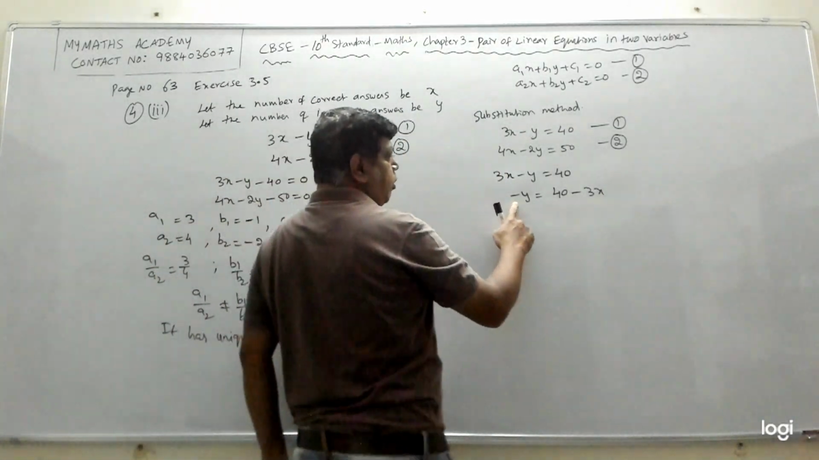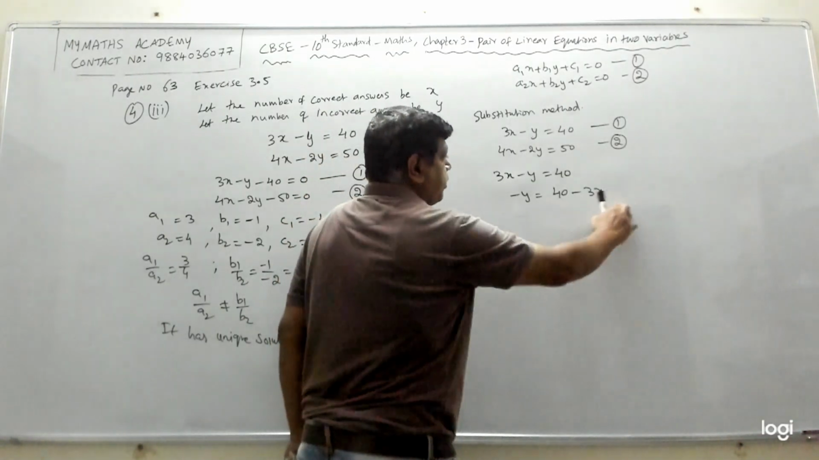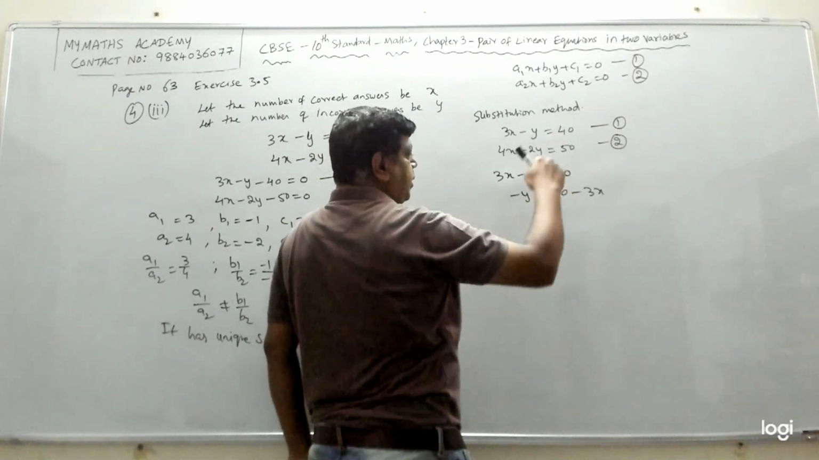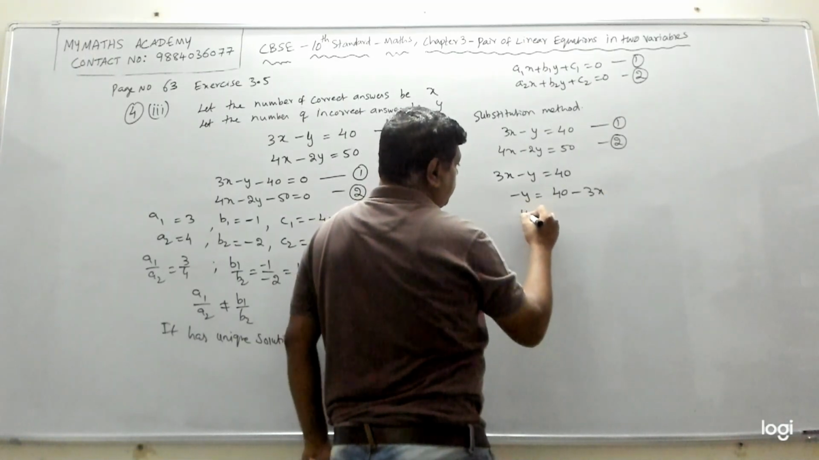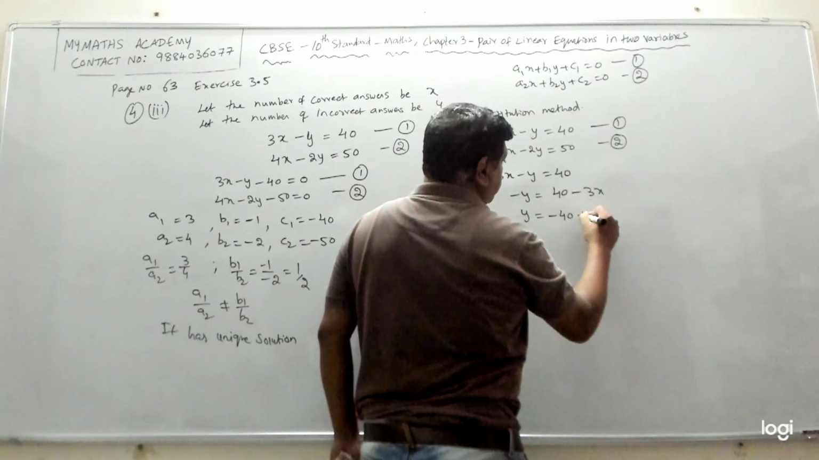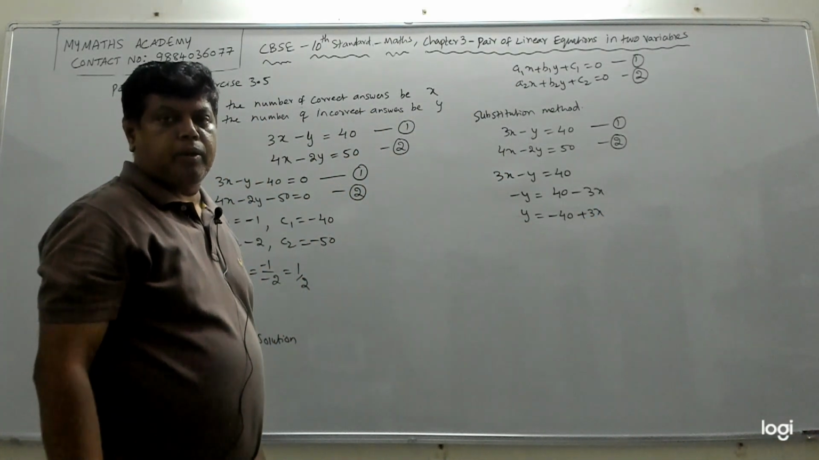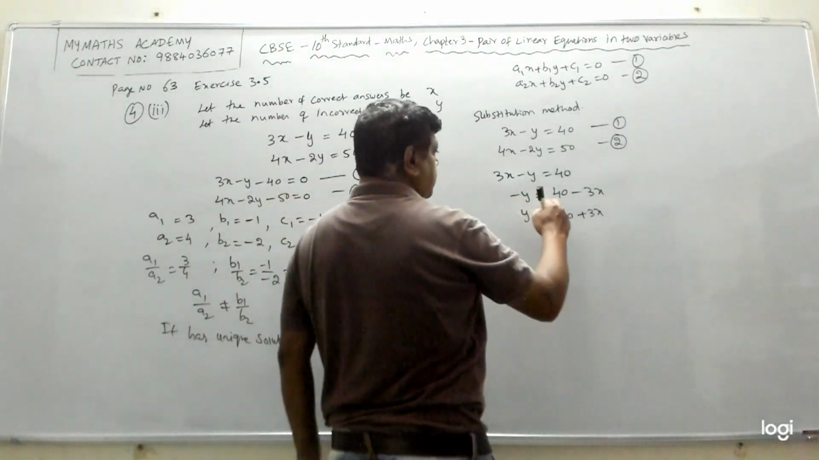Now we should not have minus y here, right? So we will change the sign throughout, which means we are multiplying by minus 1. So this will become y, this 40 will become minus 40, and minus 3x will become plus 3x. You can change the sign throughout.